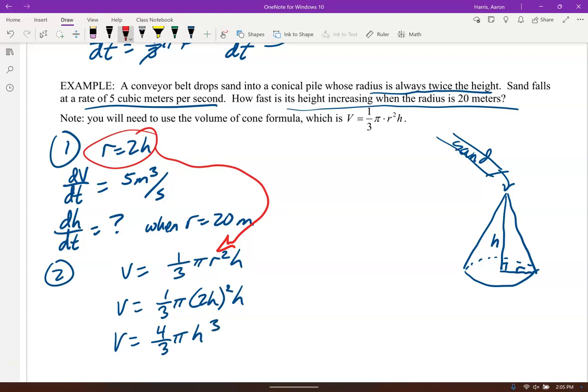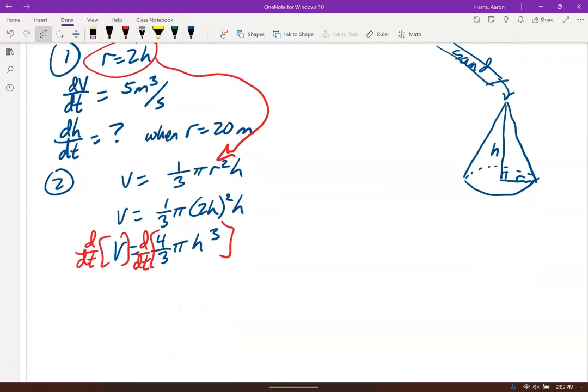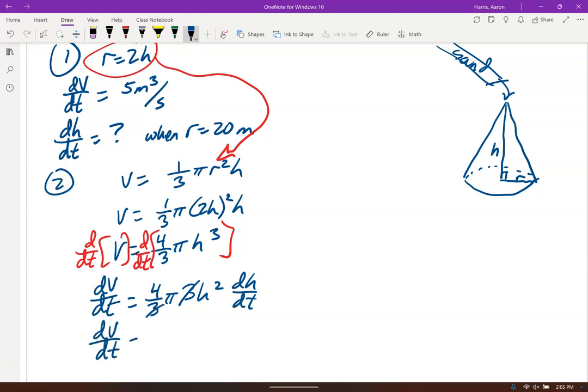Now let's take this derivative with respect to time. This will be much cleaner. So dV/dt would be 4/3 pi, which is our constant, then 3h squared dh/dt. Notice the 3's cancel. So dV/dt ends up being 4 pi h squared dh/dt.